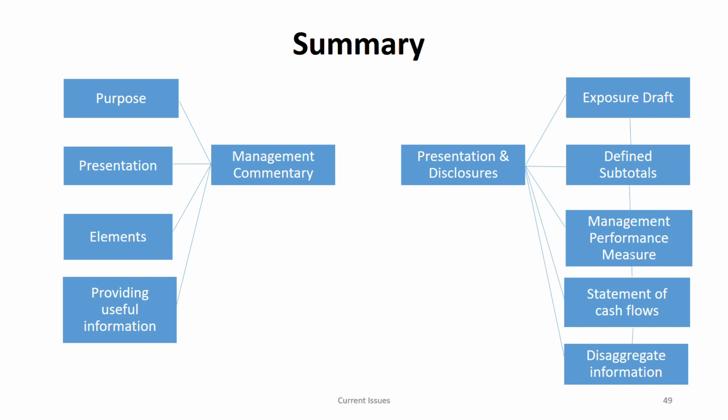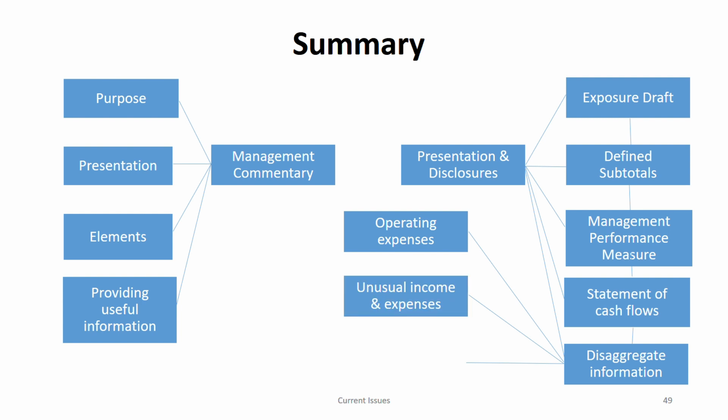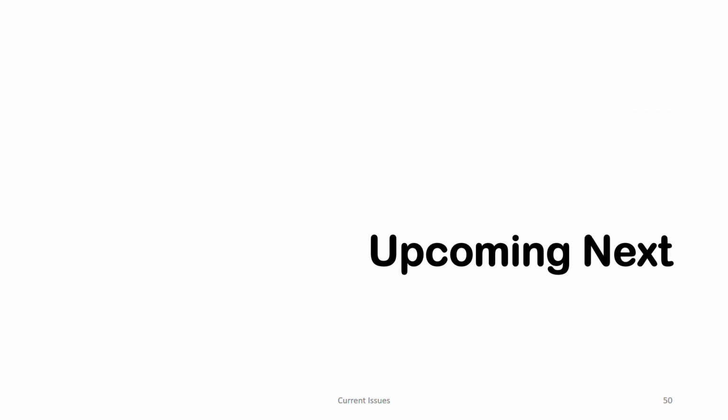Disaggregated information itself has impact on three places. One is operating expenses by nature or by function. How do you disaggregate? Then unusual income and expenses. How do you disaggregate? And the other issues. So that's it. This is the summary of the current issue. So finally, the last topic for SBR is also over. Okay. And the next I will be covering is questions and answers.